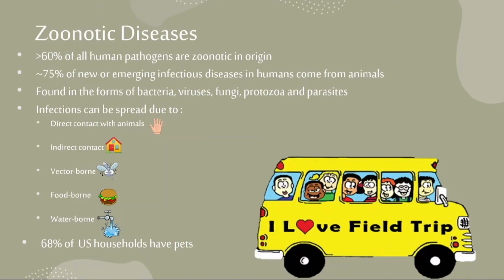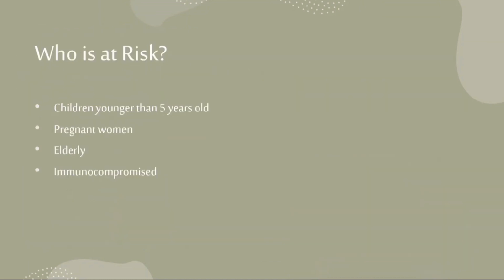And so I thought it was very interesting that 68% of United States households have pets. And so a lot of pets will carry these kinds of diseases. Okay, so who is at risk? This seems a little bit like common sense, and these are the same people that are at risk for the severe consequences of any infection. Children younger than 5 is a category that we need to be very closely monitoring, and then pregnant women and their fetuses. And then elderly and immunocompromised are also in that category.